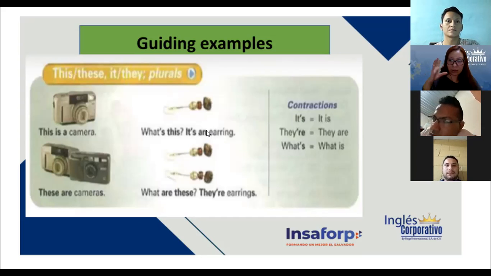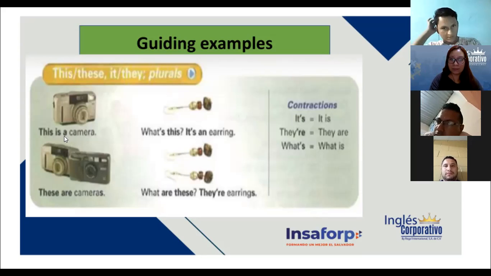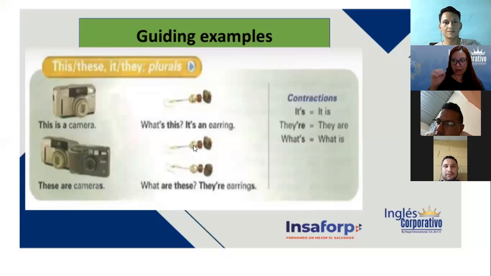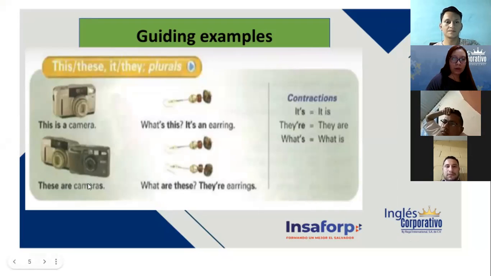Específicamente el an es para todos los objetos que empiezan con vocal o con sonido de vocal. Y el a, si fuera uno, como acá, a, es lo mismo, a y an son uno o una. Pero el a es para todas las palabras que comienzan con consonante, ¿ok? O con sonido de consonante. No aplica solo para literal que empiece con la letra, sino que el sonido también, ¿ok? Number 3.